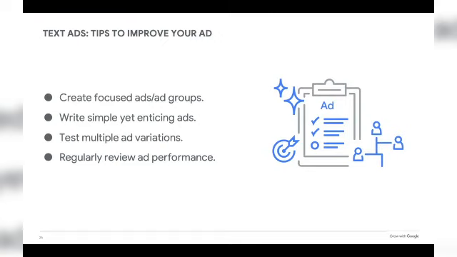Test out multiple ads by experimenting with different offers and calls to action while monitoring their effectiveness through indicators such as your click-through or conversion rate. Regularly review your campaign performance to help figure out the best ways to achieve your goals. This is all about experimenting and making changes to improve your ads over time.